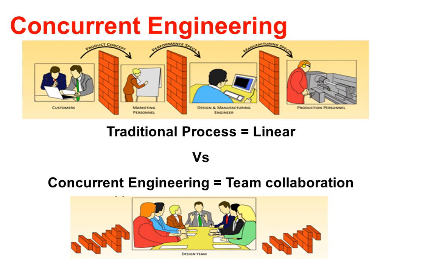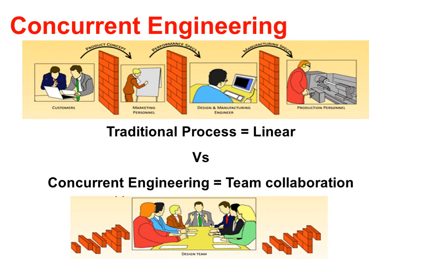Consumers give us the idea of the product, and the product concept is then transferred to the marketing personnel, and from marketing personnel, performance specifications are prepared and given to design and manufacturing engineering, and then manufacturing specifications are prepared and these are given to production personnel. This is the process which is carried out one after the other in sequence.